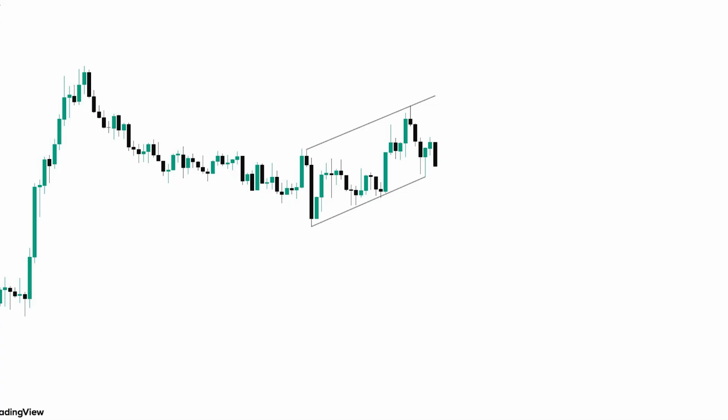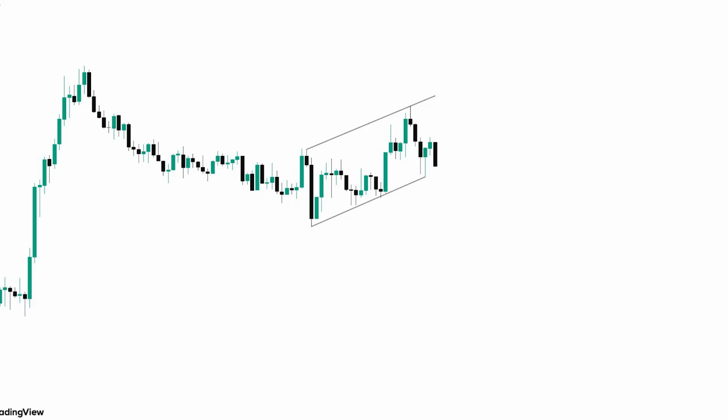So, what am I watching? Simple. I don't care about the middle. That's noise. I'm focused on the top of the channel. If price pushes up there and starts stalling, showing rejection, that's where I'm expecting sellers to step in and continue the move down. Because this structure, it's not strength. It's a pause before continuation.